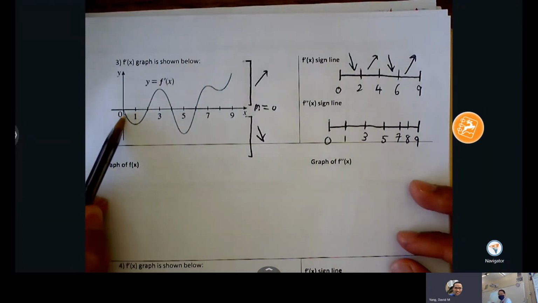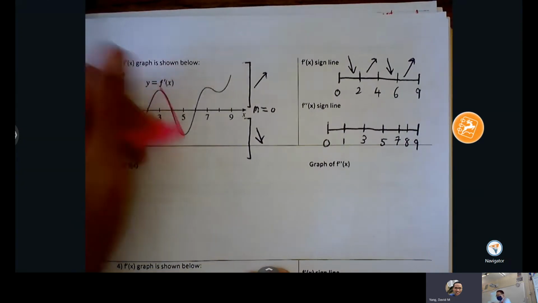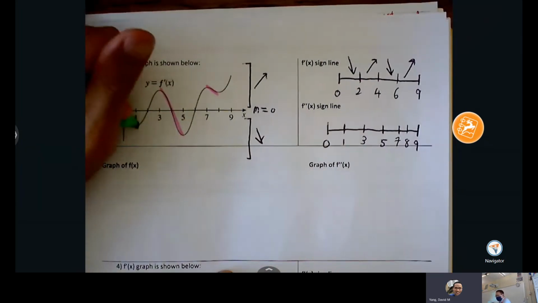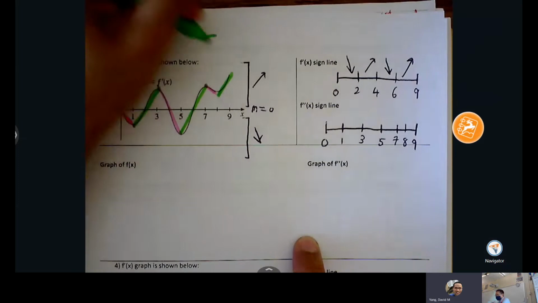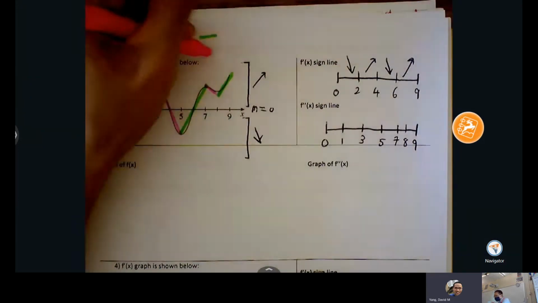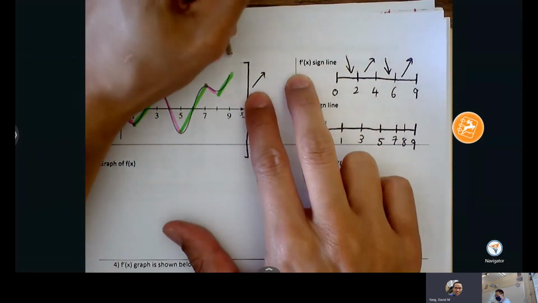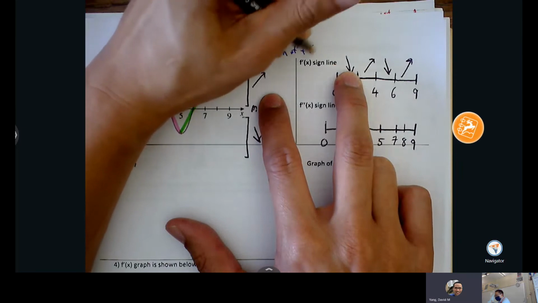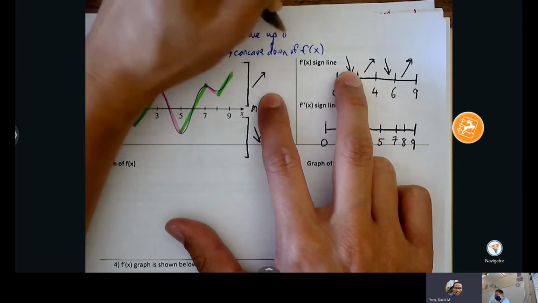And then the slope of the f prime is going to correspond with concavity. So anywhere that we see negative slope is going to correspond with concave down of the original graph. Anywhere that we see positive slope is going to correspond with concave up on the original graph. So I'm highlighting those parts there. Concave down of the original function. Concave up of original function.